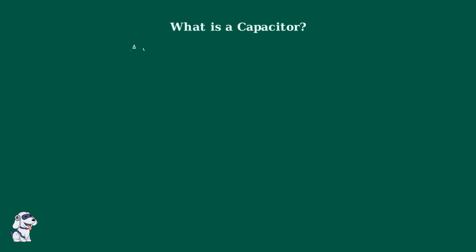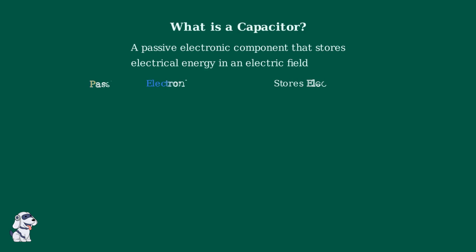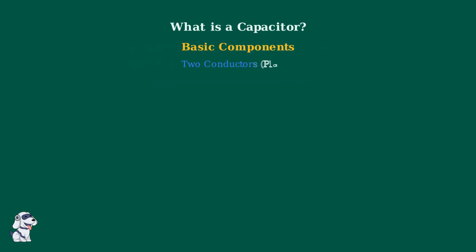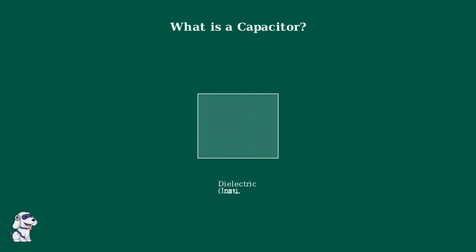A capacitor is a passive electronic component that stores electrical energy in an electric field. Unlike active components, it doesn't generate energy, but rather stores it for later use. Every capacitor consists of two main components: two conductors called plates or electrodes, and an insulating material called a dielectric that separates them. Here we see a basic capacitor structure.